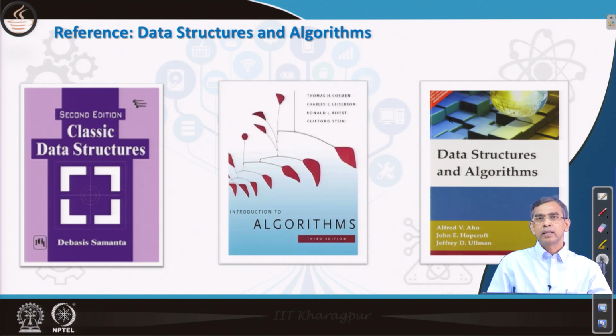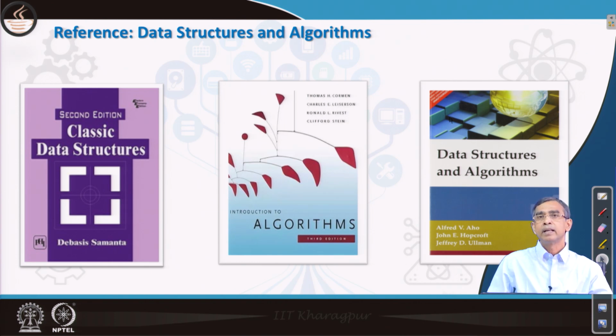As I told you, here you have to cover three things: the programming aspects, data structure and algorithms, and finally their implementation. Now, if you are interested to learn data structure and algorithm, a good set of books is available. I have listed three very popular books at the moment: Classic Data Structure by Debasis Samanta, then Algorithms by Cormen and its associate editors, and Data Structures and Algorithms, which is the very first book, written by Aho, Hopcroft and Ullman.